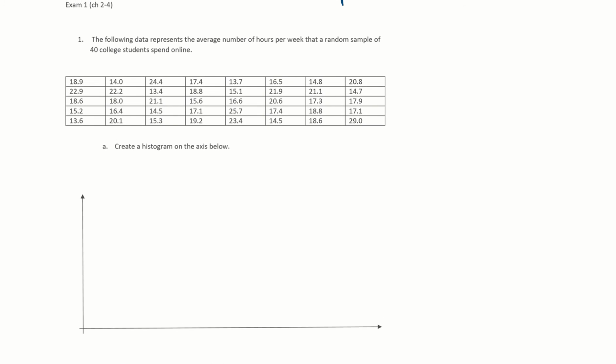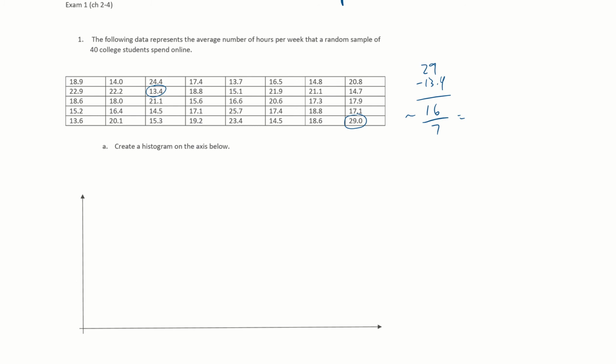Okay, so the following data represents the average number of hours a week a random sample of 40 college students spend online. So we've got all of this data. What I did is I said, look, what's the minimum value, what's the maximum value? The maximum value was 29, the minimum was 13.4. So 29 minus 13.4 is about 16, approximately. And then I divided by 7, because I wanted to make 7 classes.